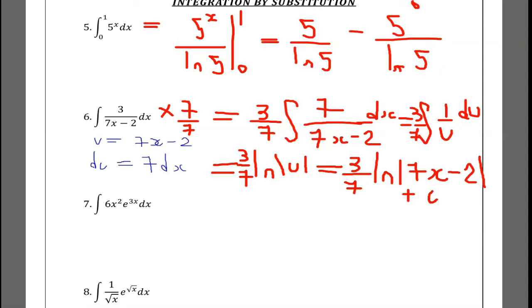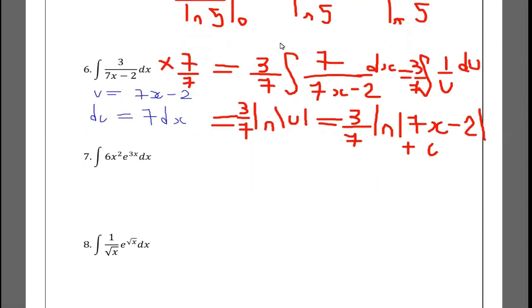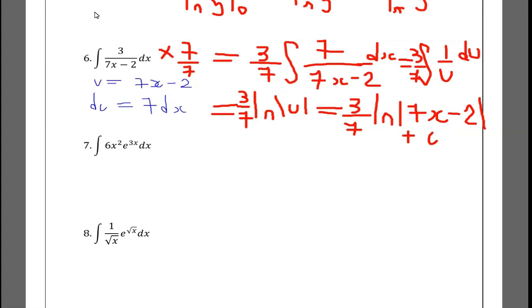Now let's look at the next one. We have 6x squared e to the 3x. You might be saying, how do you know what to substitute? Well, let's see. Oh, this should have been a cube. I'm going to put the cube right here. A cube should have been on this question.